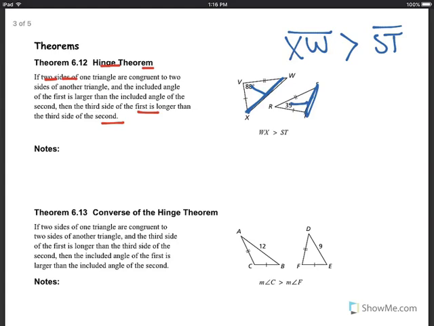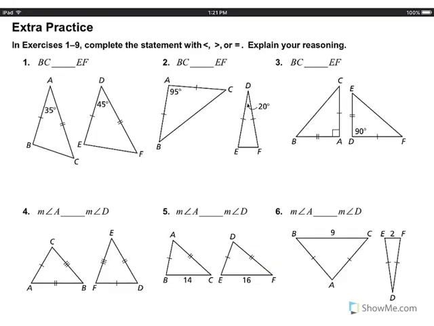Alright, also the converse of the hinge theorem: if two sides of one triangle are congruent to two sides of another triangle, and the third side of the first is longer than the third side of the second, then the included angle is larger. So now we're given side lengths and we need to compare the angles. That's just saying whichever one has the biggest side is going to have the bigger angle across from it. Okay, so let's try some examples.